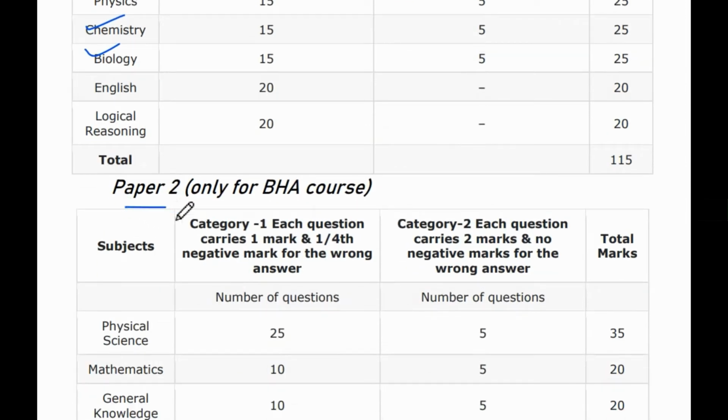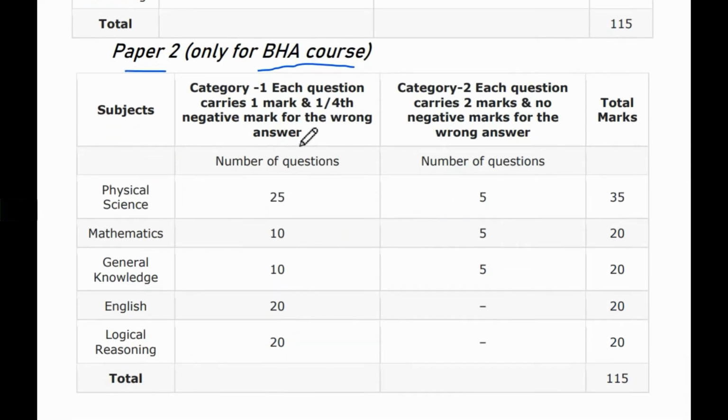And next, paper 2 is only for the BHA course. Here the category 1 and category 2 marking scheme is the same, and the first subject is physical science, in which there will be 25 questions, and in category 2 there will be 5 questions, and the total marks will be 35.